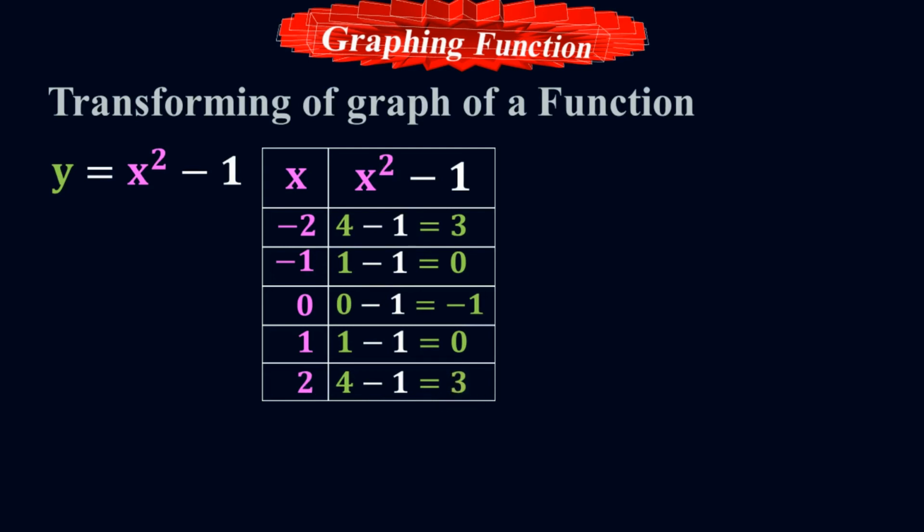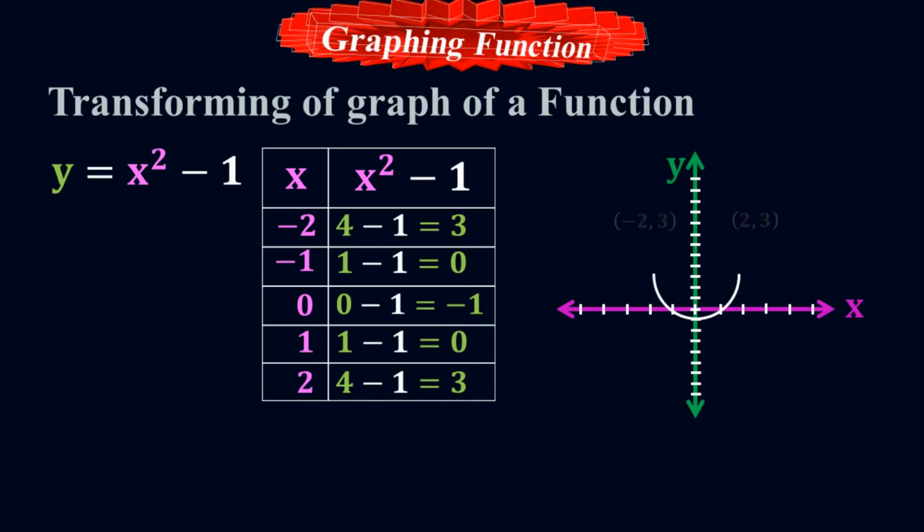Let me transfer this table into a graph in the xy plane. This will be my graph. This is my new graph when I subtracted 1 from my original function, which was y equals x square. It expands up to negative 2, 3, 2, 3, with the vertex at negative 1. This is the exact thing that happened in the previous example when I added 3.